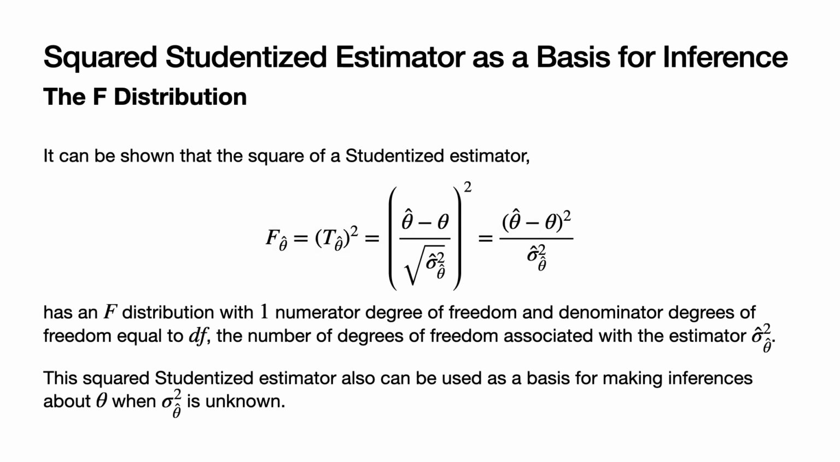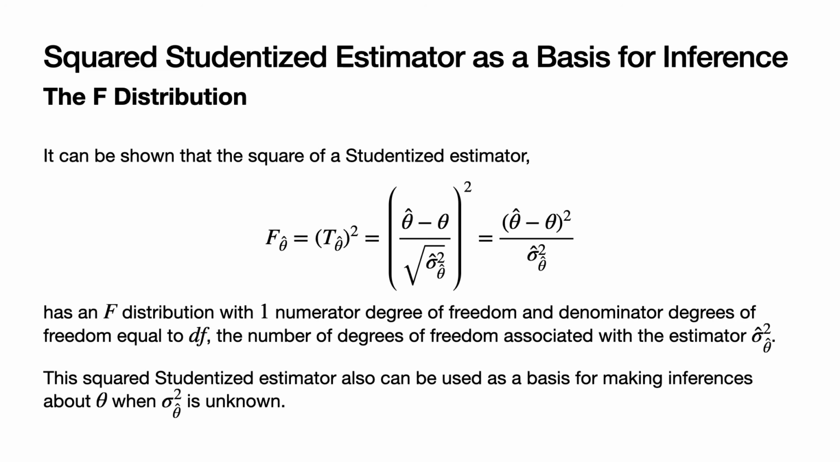Now we'll also have opportunity to use the squared studentized version of theta hat. Let's take a look at this. It can be shown that the square of a studentized estimator, so we are squaring cap T sub theta hat, is equal to the square of the difference theta hat minus theta, that squared difference divided by sigma hat squared sub theta hat.